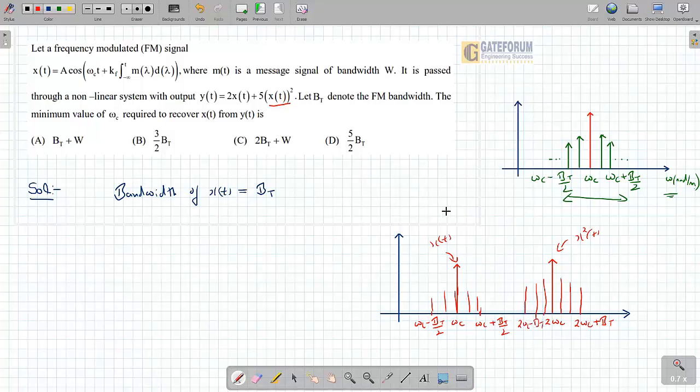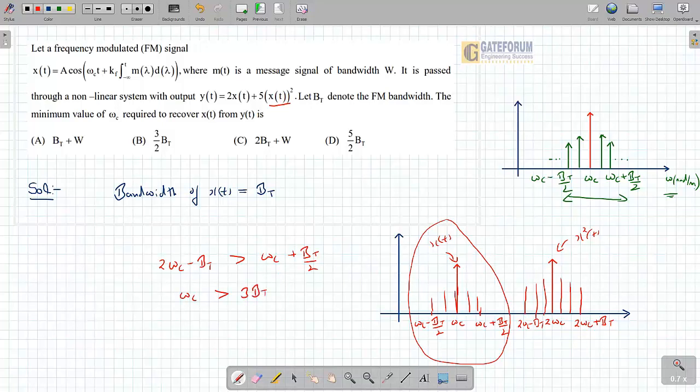Now, if I want to get only this portion, then this portion should be completely isolated. That means here 2 omega c minus bt must be greater than omega c plus bt by 2, right? So this gives me the condition: omega c must be greater than 3 bt by 2. So that is the answer.